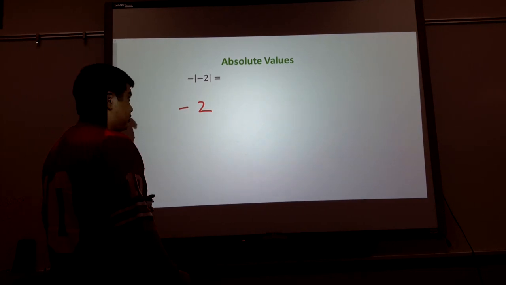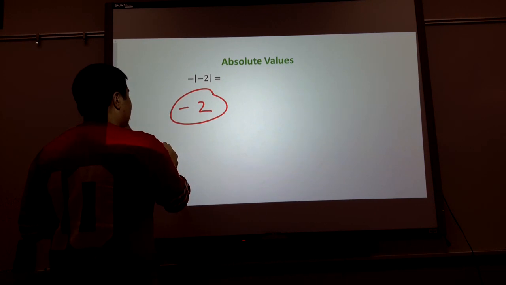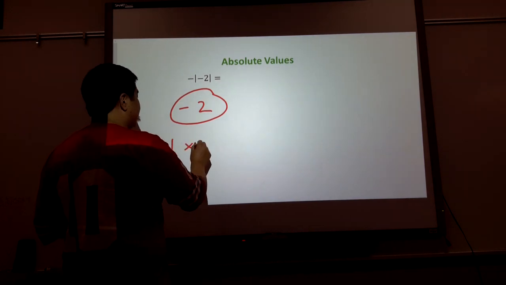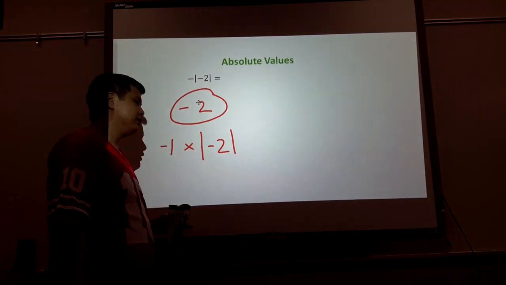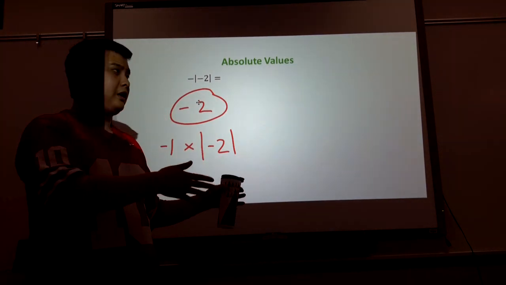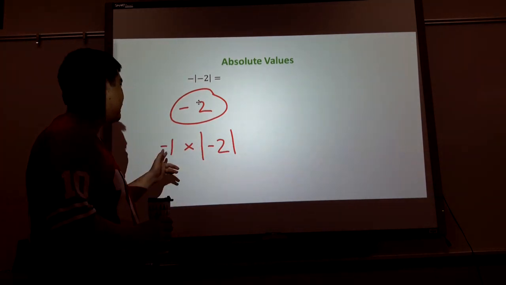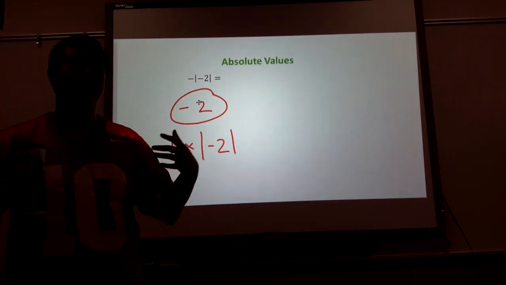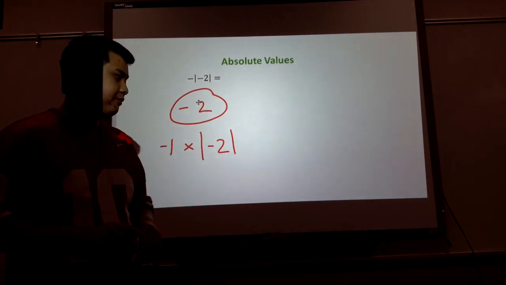So therefore, our answer is -2. You can think of this negative sign outside of here as a -1 multiplied by the absolute value of -2. When you have a negative sign outside of parentheses or outside an absolute value, that is treated as a -1 times the expression inside the parentheses or absolute value.